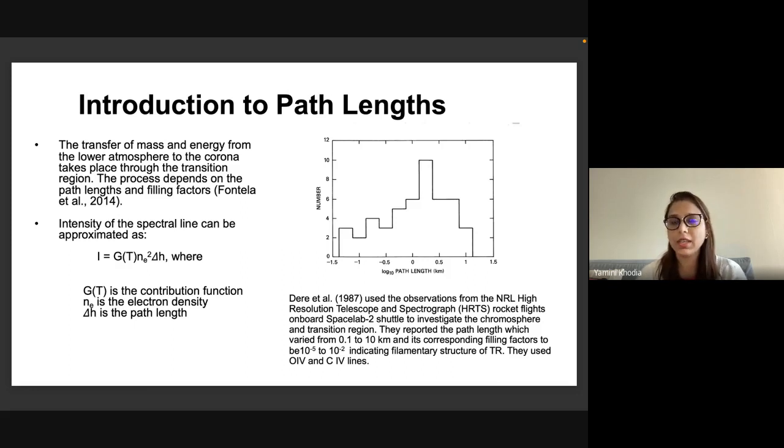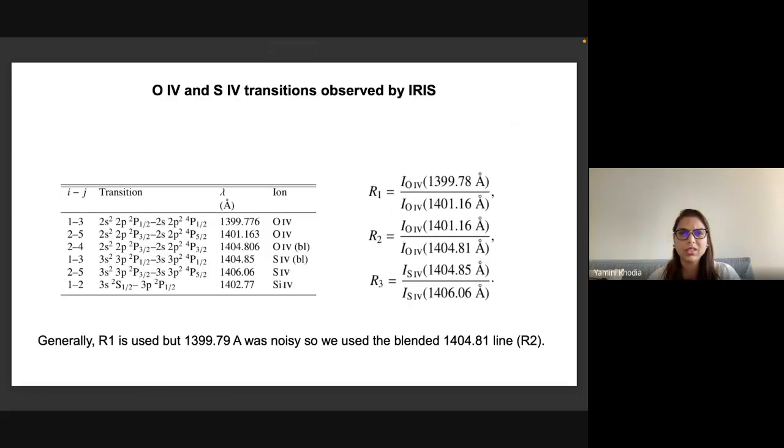While now with IRIS, we have direct observations for O IV values. So it was interesting to see these kinds of calculations directly from IRIS observations. So these are the O IV and S IV lines generally observed by IRIS.